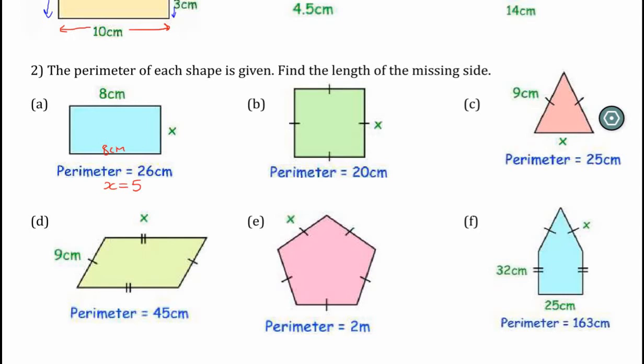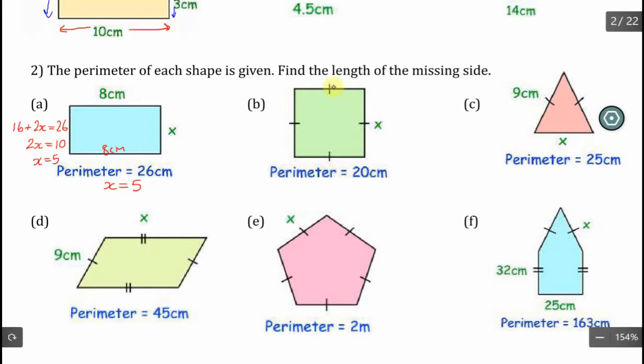We could do that with an equation there if you like, so we could have written out that we know 16 plus 2 lots of x is 26. We've taken away 16 from both sides and we're left with 2x equaling 10, so x equals 5 when we divide by 2. You don't have to write an equation, you can just figure them out.